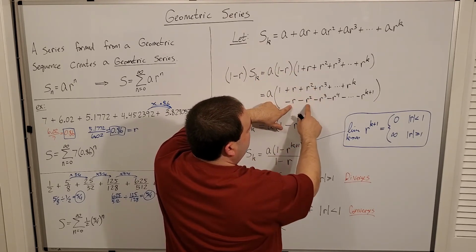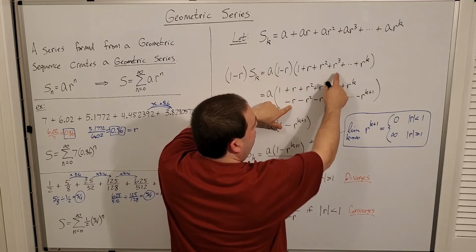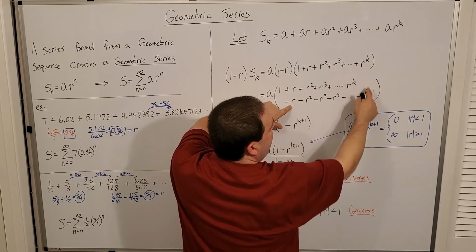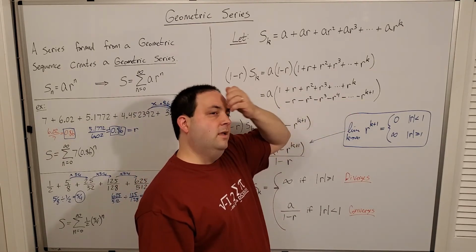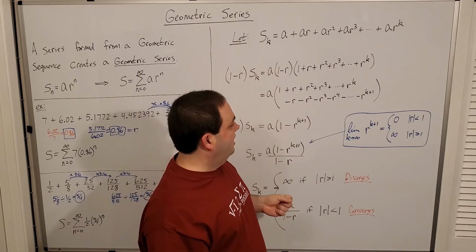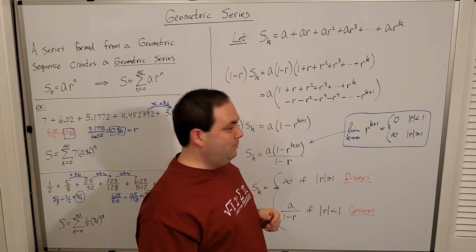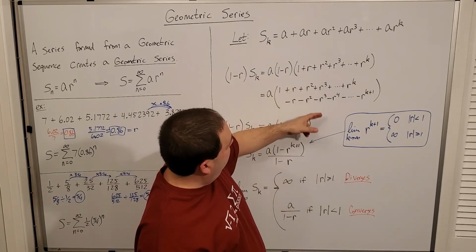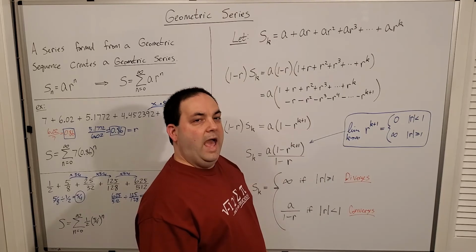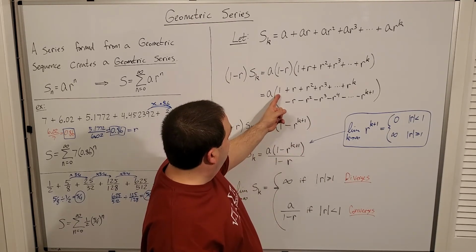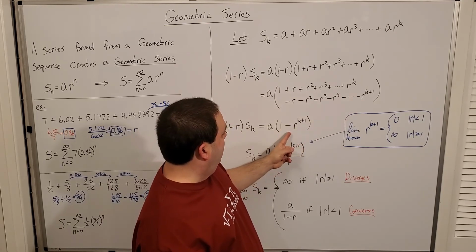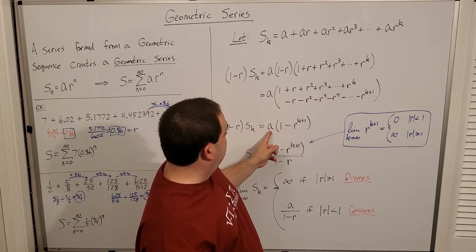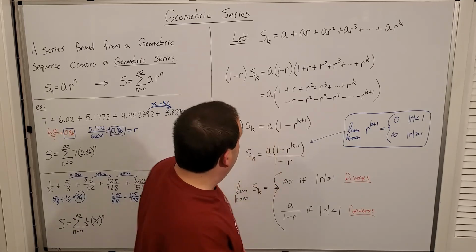So then r becomes r squared, is r cubed, is r fourth, r to the k is r to the k plus 1. But those are all negative. So it's kind of like the telescoping series there. This is about to collapse. R squared, r cubed, see how they all just add out to 0. And the only thing I'm left with is 1 minus r to the k plus 1. And of course the a is still multiplied out there.